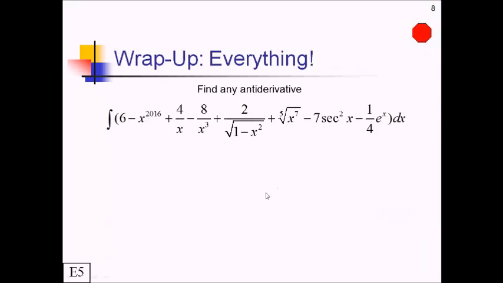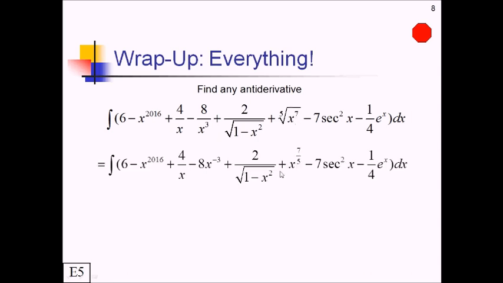For your wrap-up problem, I just decided to throw everything, including the kitchen sink, at you. Have fun with this. All right, let's see what you made of this. I would recommend you start this by rewriting any fractional or radical functions with negative or fractional exponents. So for this, we'll have 4x to the negative 1, although you don't really need to rewrite this particular one because, again, we have that different rule that we have to use for it. This one, though, is definitely going to be minus 8x to the negative 3. And over here, I'll write this as x to the 7/5.